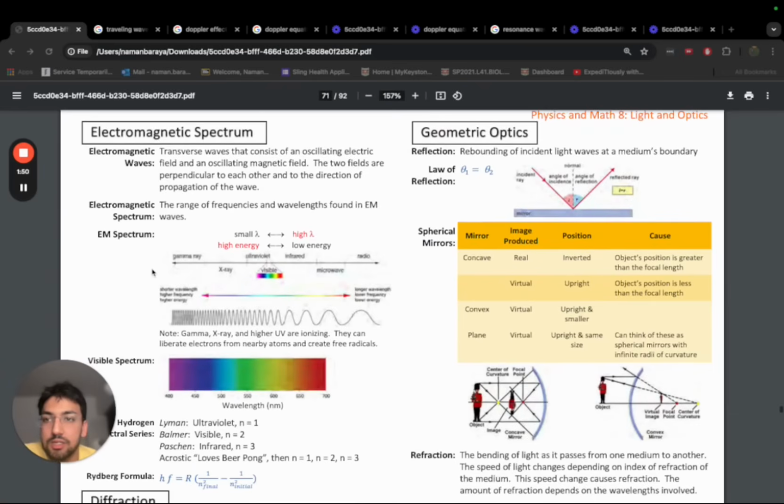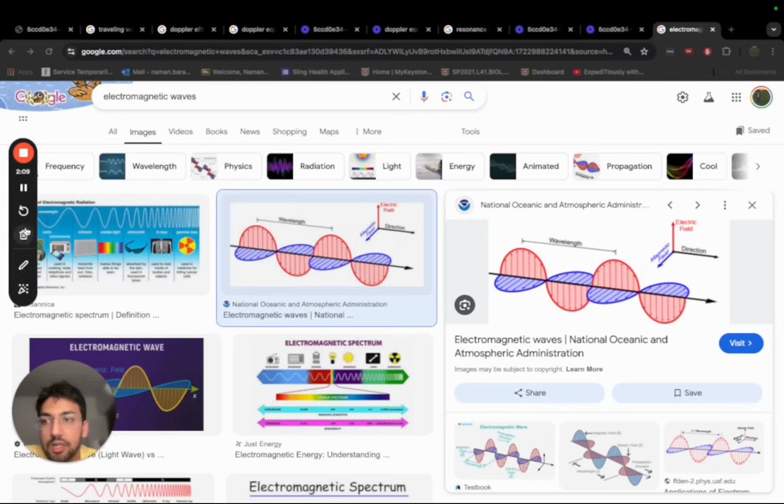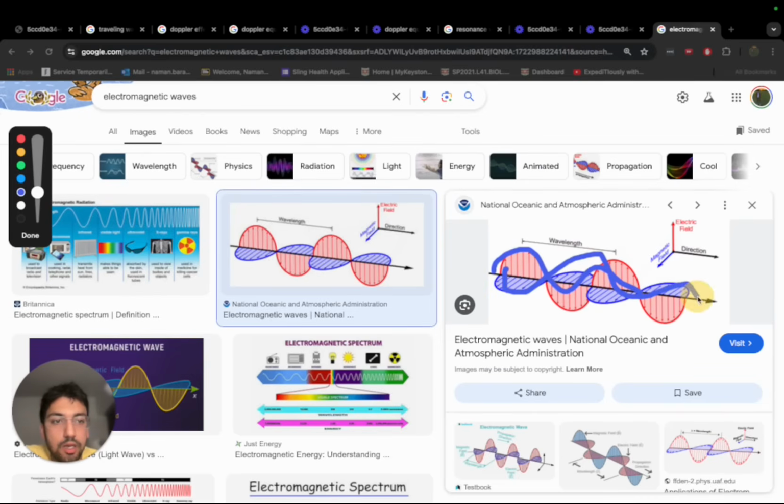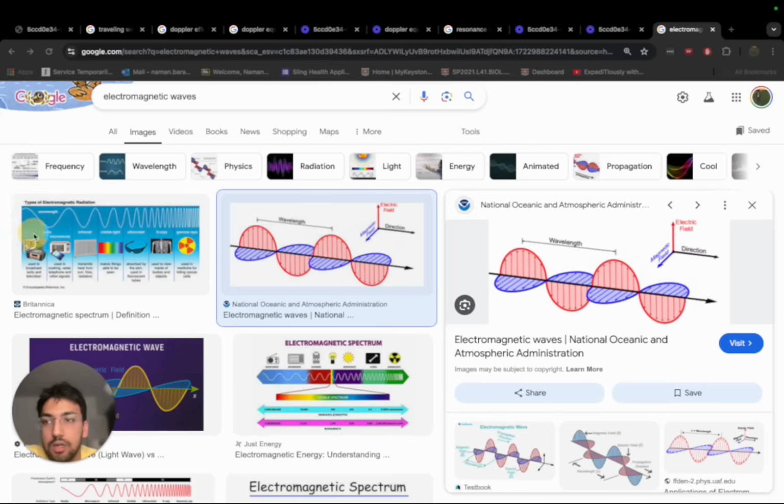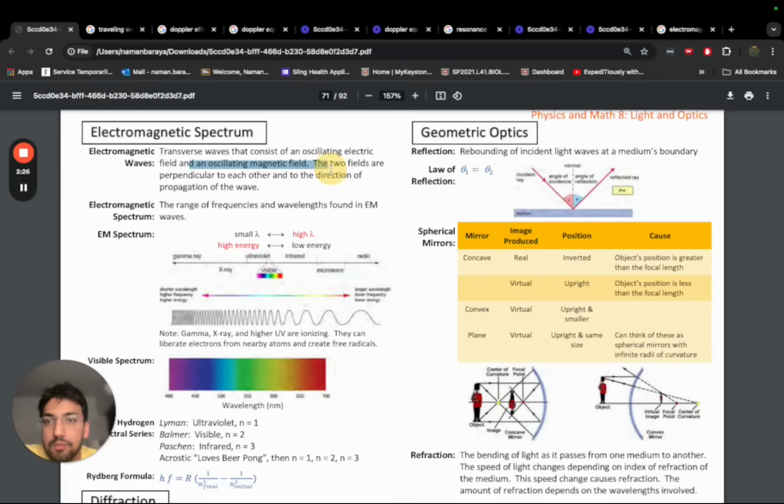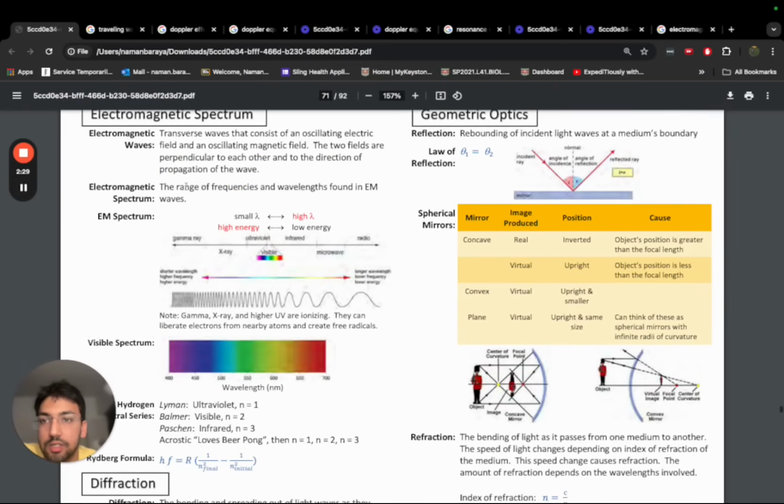Okay, the next concept is electromagnetic waves. Electromagnetic waves are what I was telling you about light. These are transverse waves that consist of an oscillating electric field and an oscillating magnetic field. I'm going to show you an example. So this is electromagnetic waves. You can see that this is an oscillating electric field over here, and then this is an oscillating magnetic field over here. And so they're perpendicular to each other, and that's why this is an electromagnetic field. So the two fields are perpendicular to each other and to the direction of propagation of the wave.